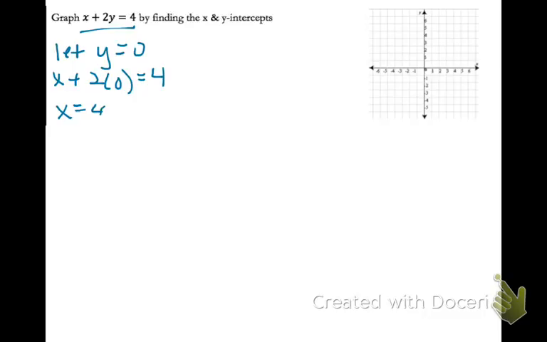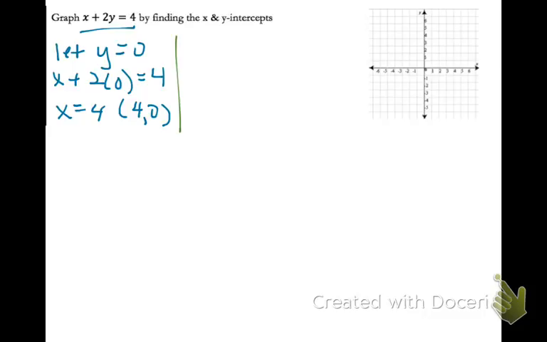Let's try another graphing problem. So we've got the equation x plus 2y equals 4. Remember, this is an equation of a line in standard form. So to find the x-intercept, we'll start by letting y equal 0. So x plus 2 times 0 equals 4. X equals 4. So there's our first point, 4, 0.